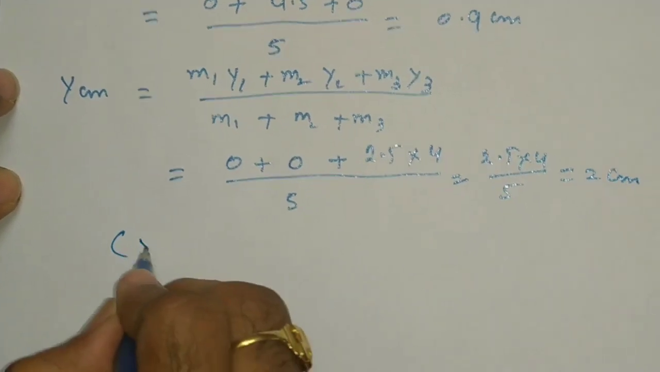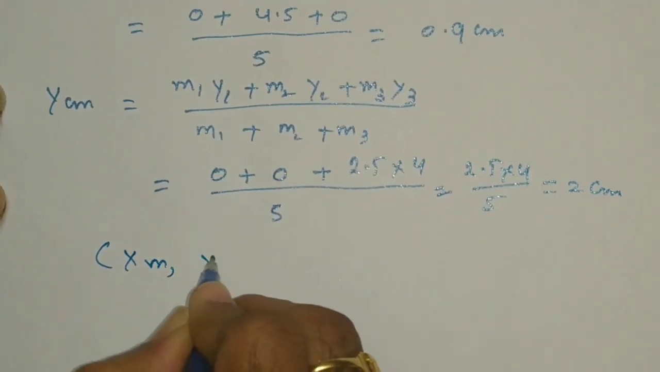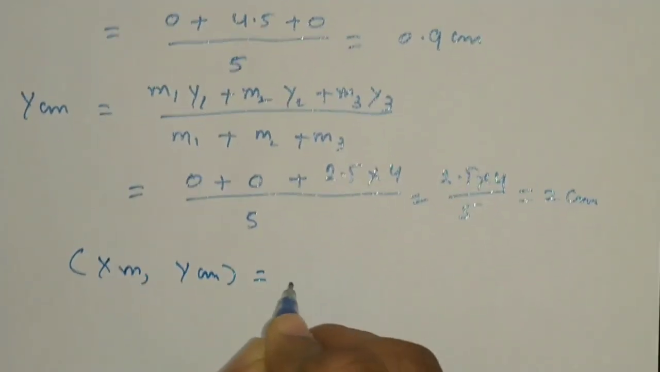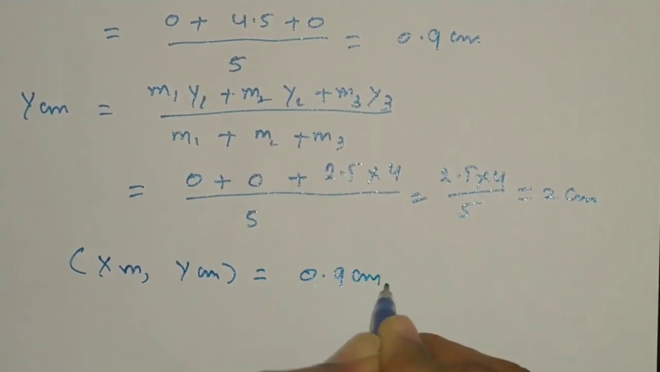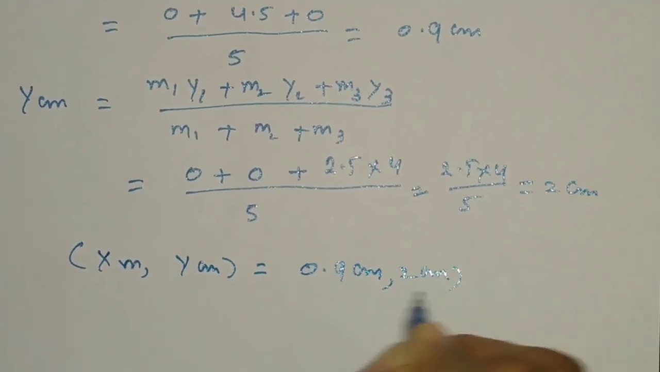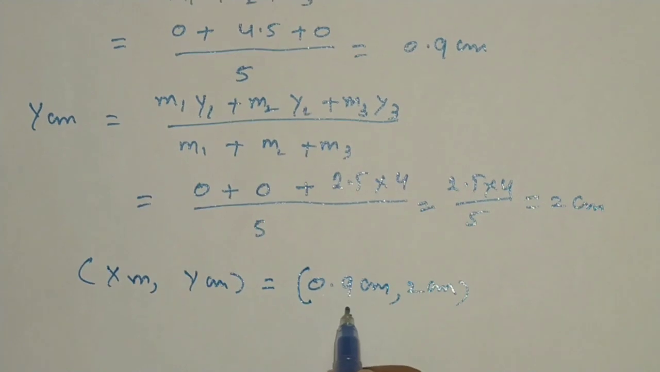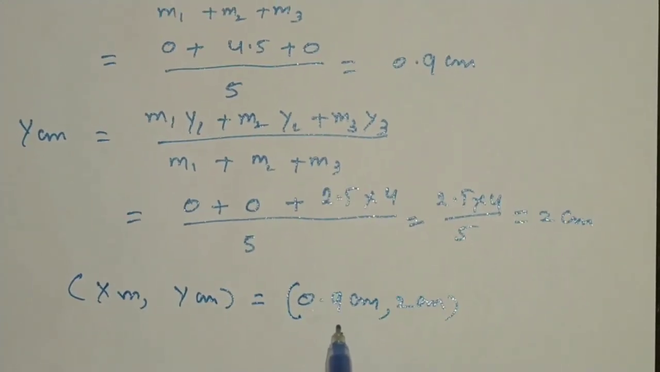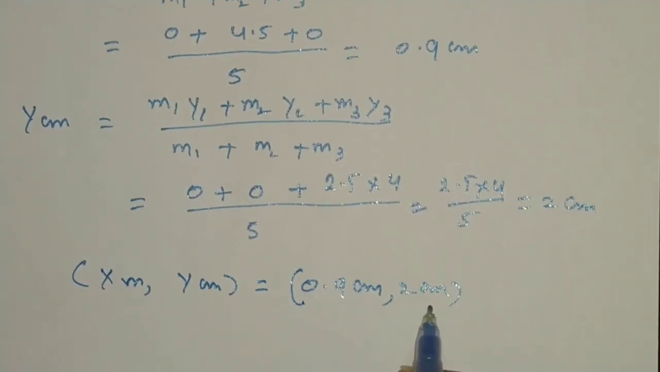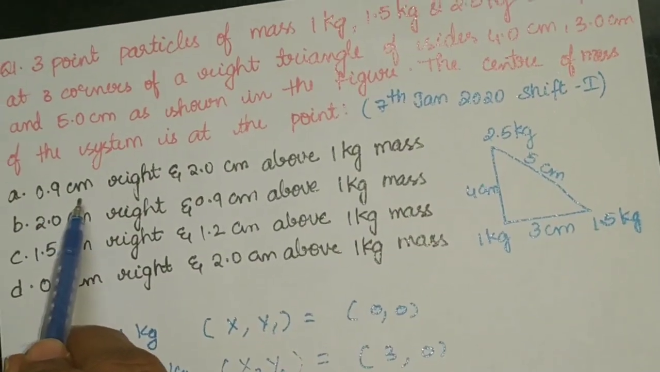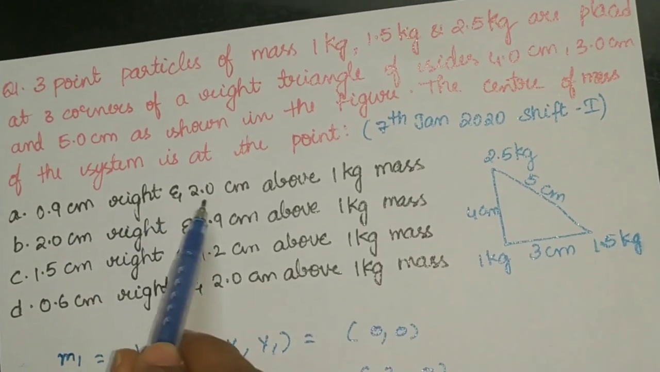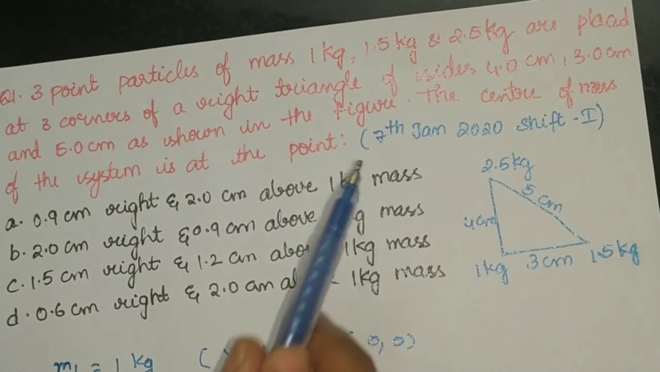Finally, the coordinates of the center of mass, xcm, ycm, are 0.9 centimeters, 2 centimeters. So 0.9 centimeters on the x axis, 2 centimeters on the y axis. See the options. When you observe the first option, 0.9 centimeters right and 2 centimeters above the 1 kg mass. So the answer is A.